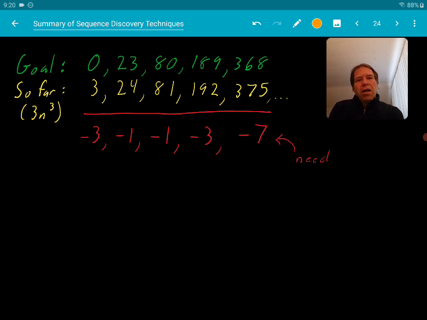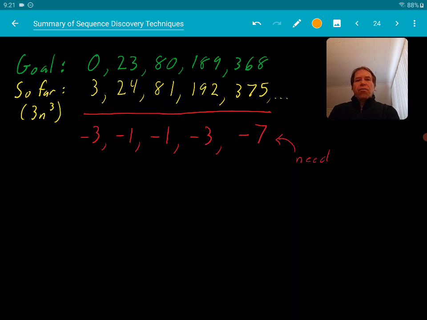So we're subtracting the yellow values from the green values. And we get now a sequence of 5 numbers. They all happen to be negative. That shows what we need to create to reach the green numbers. So far we have the yellow numbers. We'd like to reach the green numbers. So it turns out we need to subtract from the yellow numbers to get the green numbers. So we need a sequence that gives us -3, -1, -1, -3, and -7.